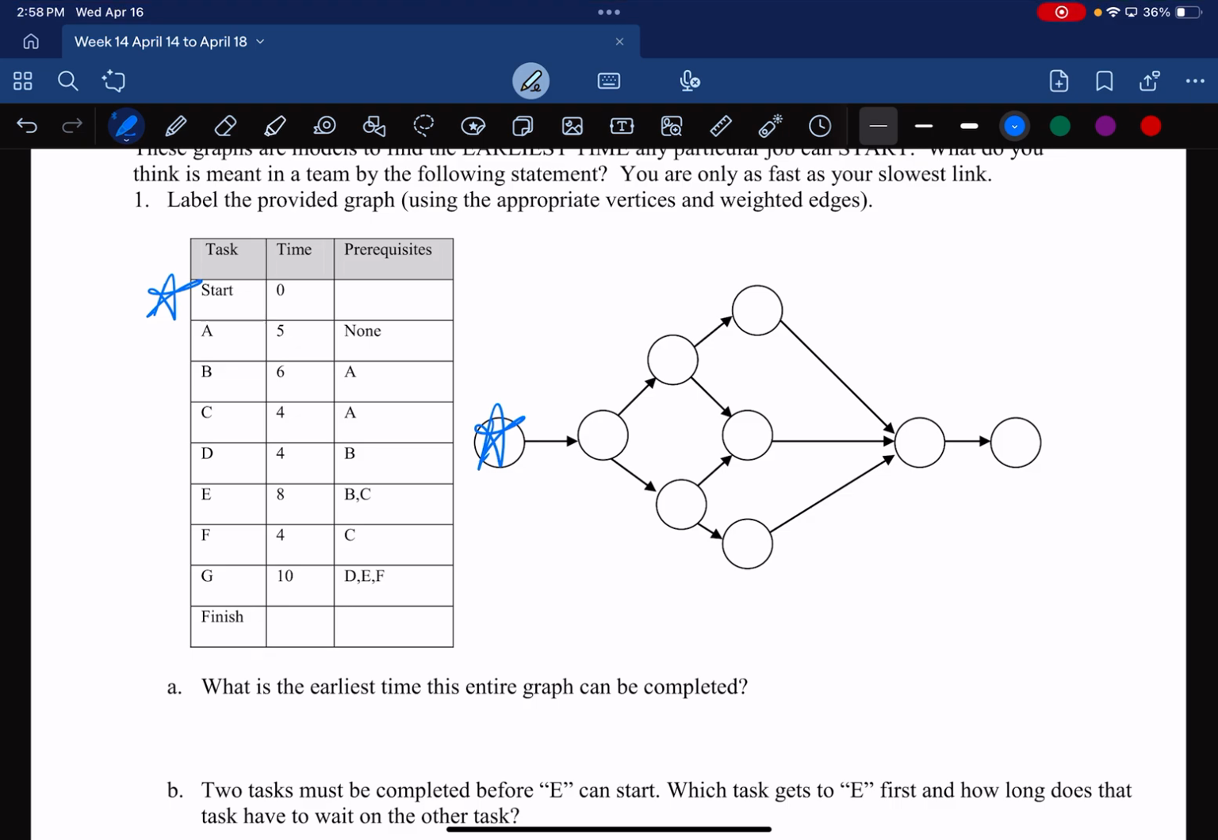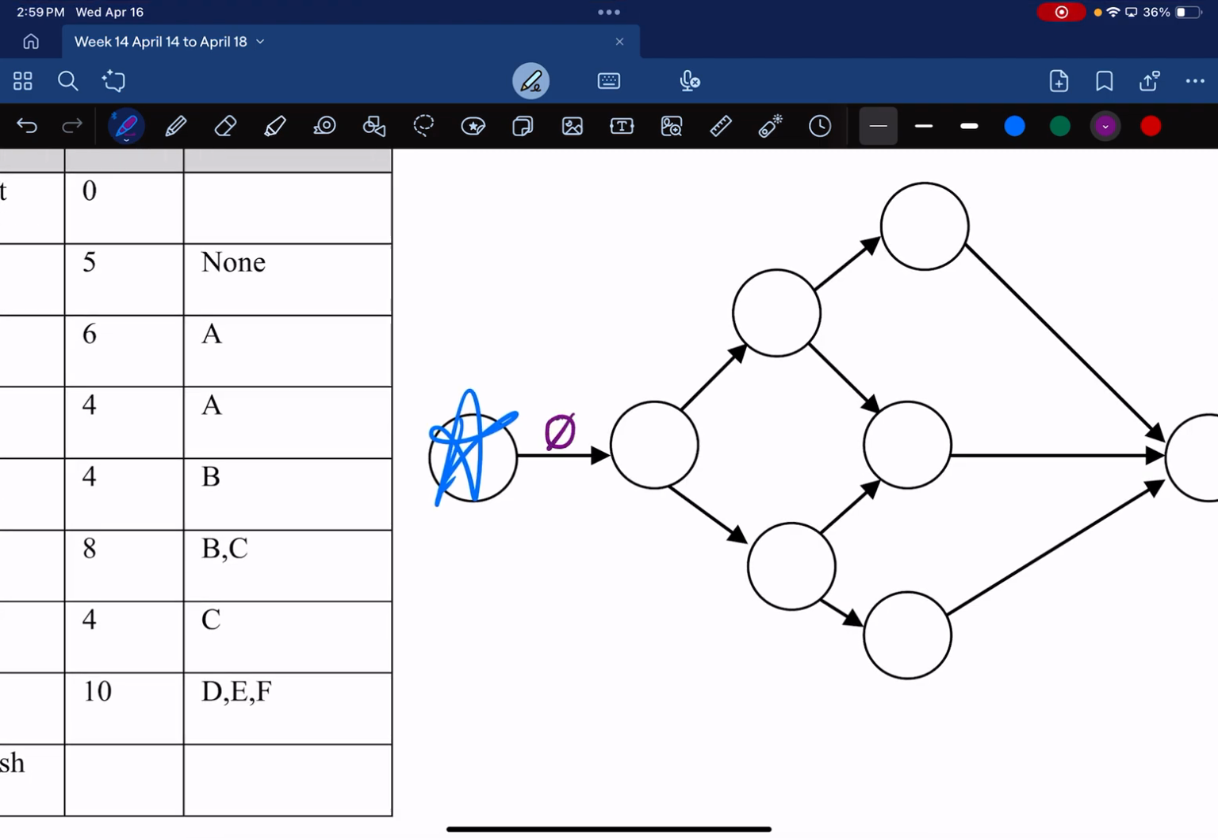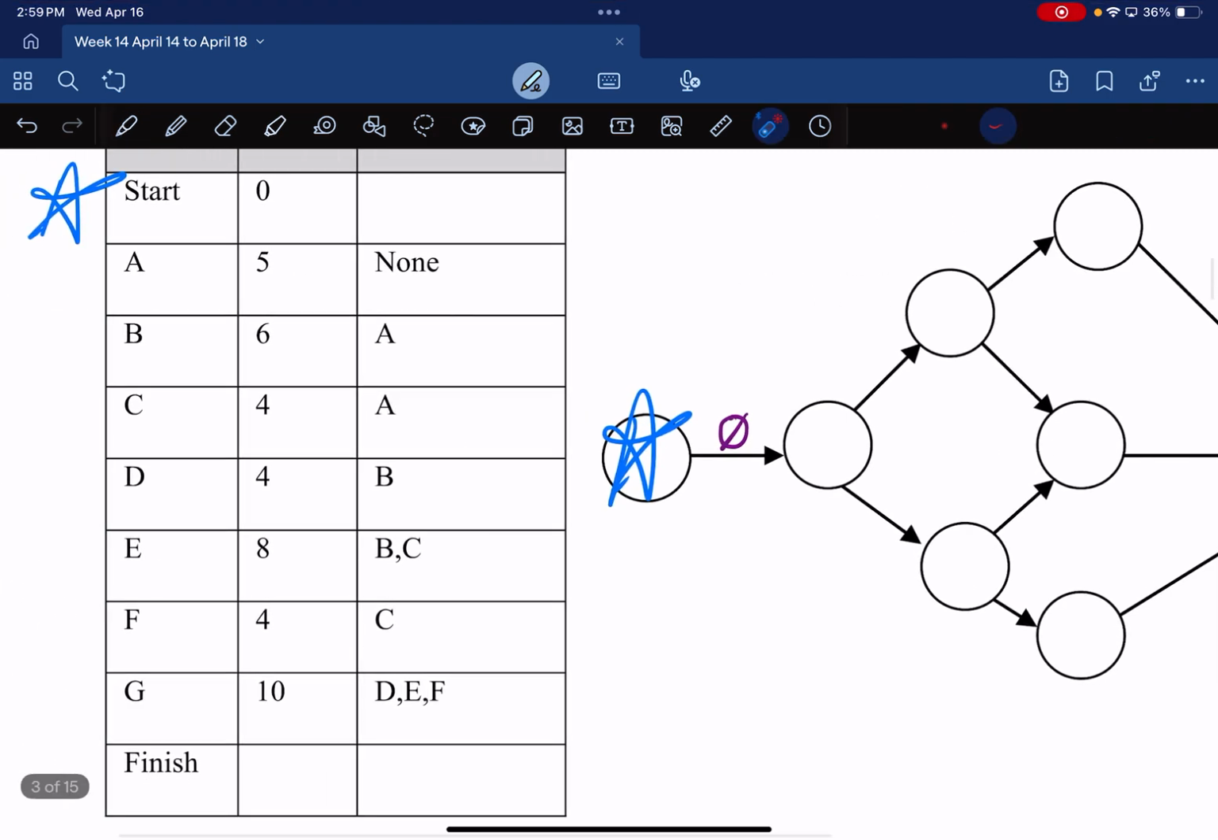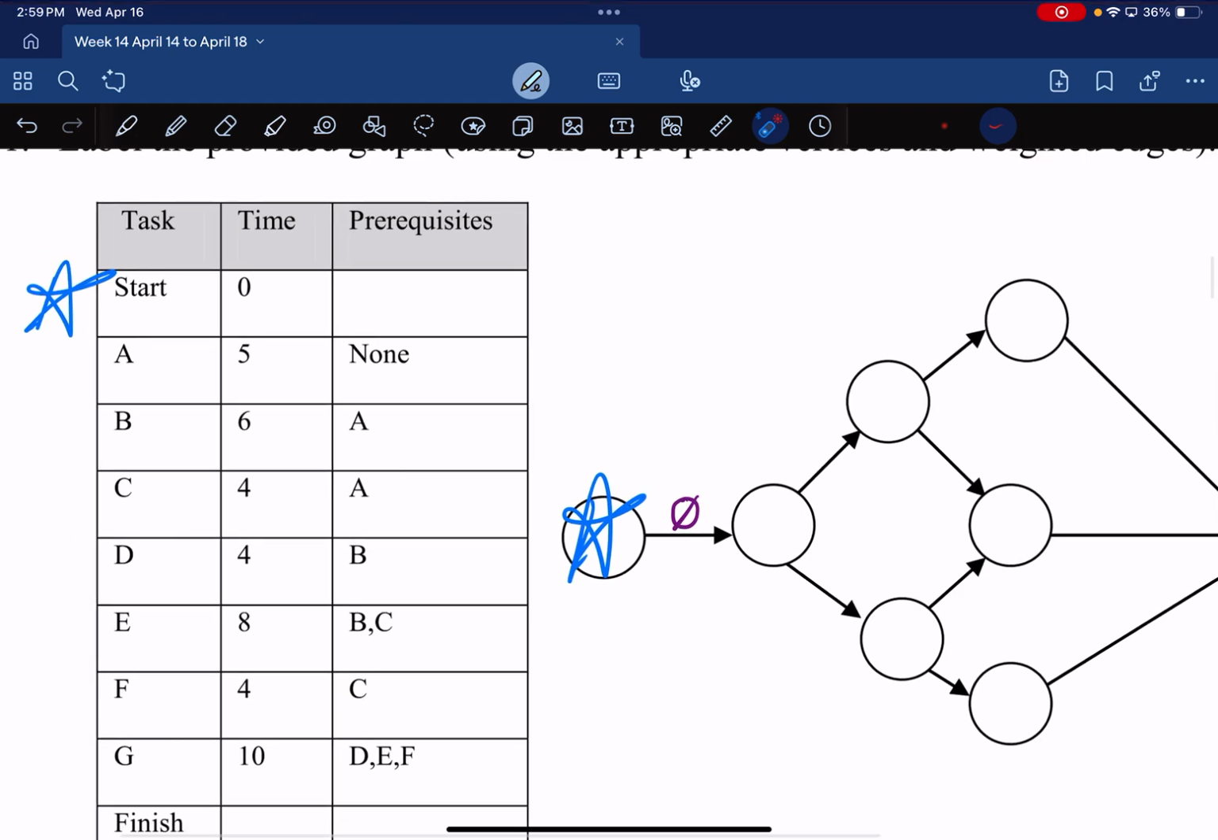Now, how long does it take for something to start? Well, it doesn't take any time whatsoever. And I know that because right here under the time section, it says 0 time. So after the start, A is supposed to get started. They're the one that really starts the event. So how long does it take before A is able to start? Well, 0, because A is the start. That is why it's listed as none right here.